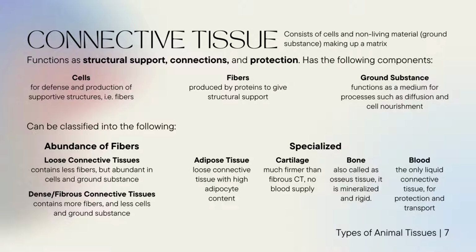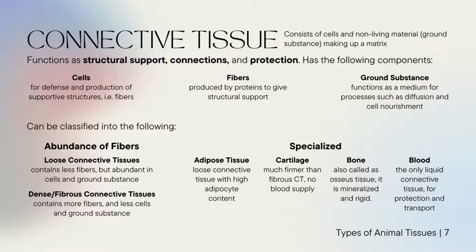So it can be classified according to the following classification. By abundance of fibers, we have two classifications: loose connective tissue and dense or fibrous connective tissue. Loose connective tissue, also known as areolar connective tissue, contains fewer fibers but is abundant in cells and ground substance. Dense or fibrous connective tissue contains more fibers and fewer cells and ground substance. We just have to remember that when it is loose, less fibers, more cells. When it is dense, more fibers, less cells.